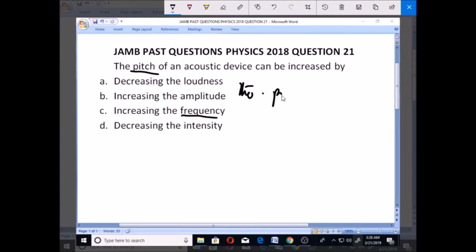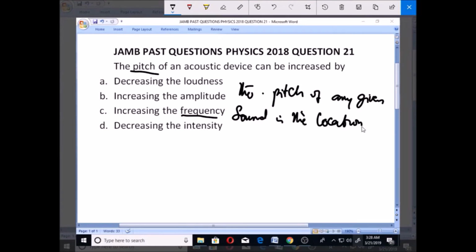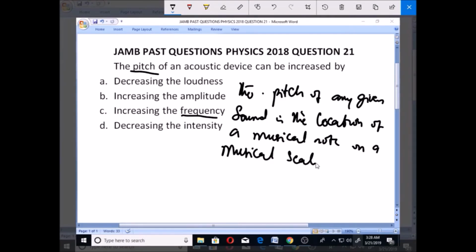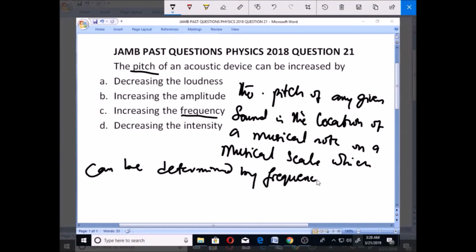We can say that the pitch of any given sound is the location of a musical note on a musical scale, which can be determined by the frequencies of the sound made.